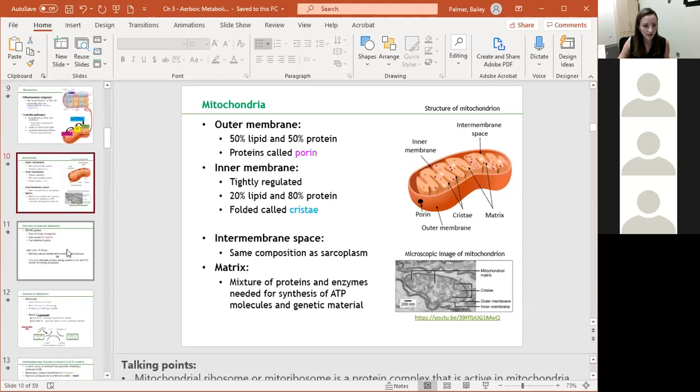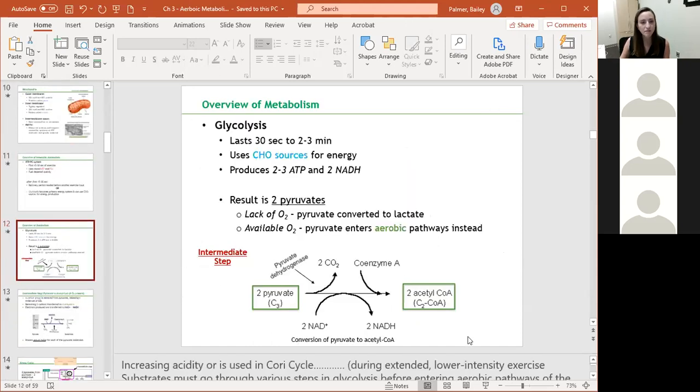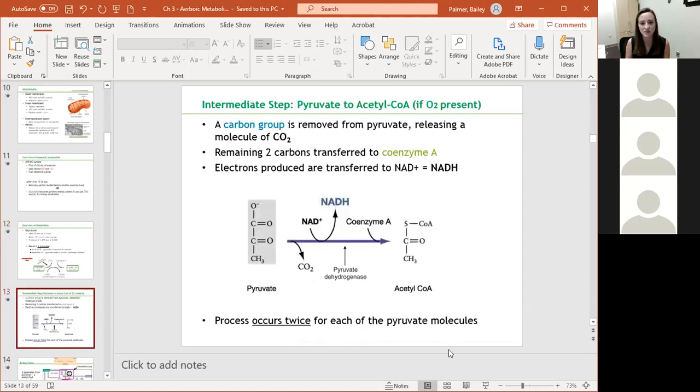Next, we jump into the intermediate step. We know that this step is integral to start the Krebs cycle, and we can't start the Krebs cycle without this intermediate step, because we know that pyruvate cannot enter into the Krebs cycle. So this is where we turn pyruvate into acetyl-CoA. This picture here explains this conversion, but this next slide does the same thing, and this one may be a little bit better to understand.